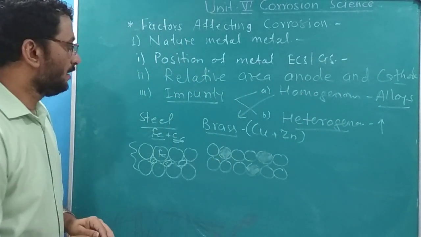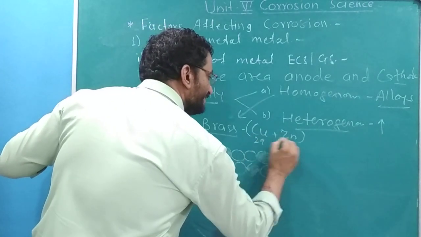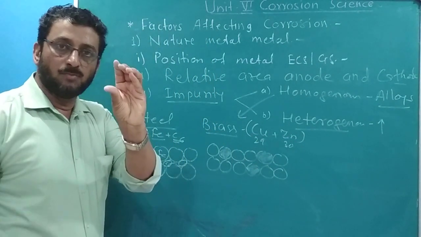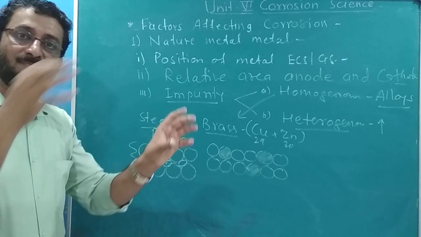Example alloys: the atomic number of copper is 29 and zinc is 30. Almost the same volume is required for both. So substitution is possible, taking out this and keeping this there.